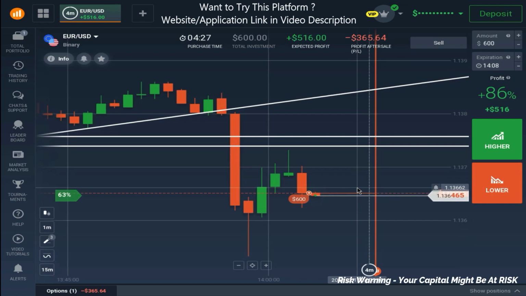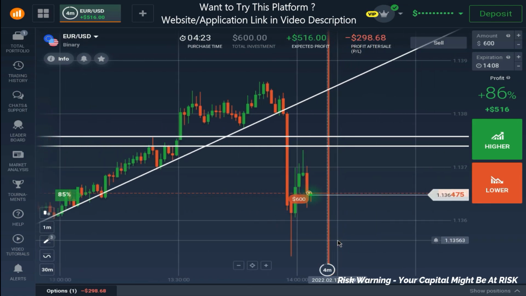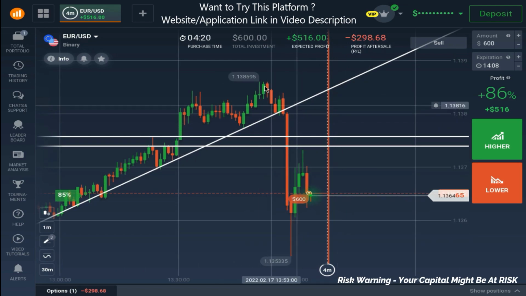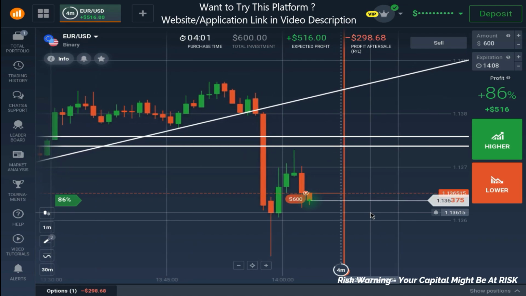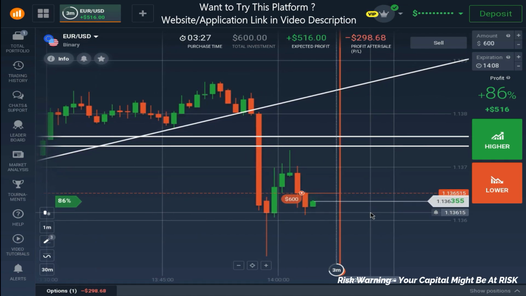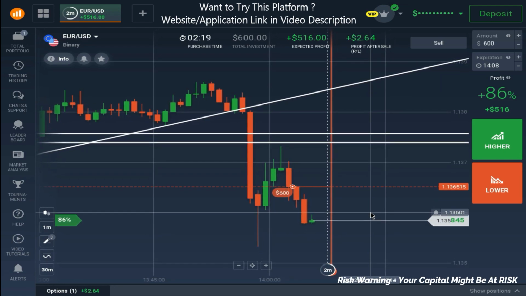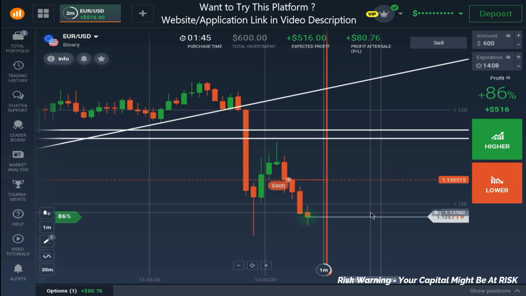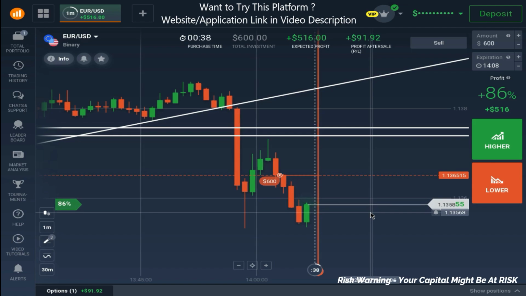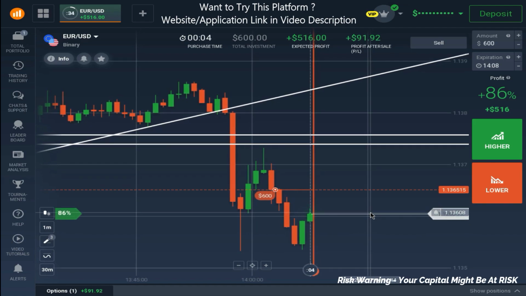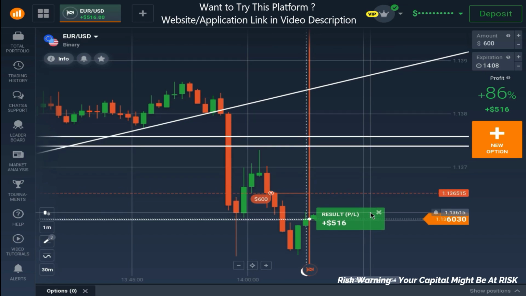So we have placed our trade after some retracement. Now let's wait for the result, and after the result I will explain you the complete setup and the previous analysis as well in detail. So let's wait. So we have won this trade.